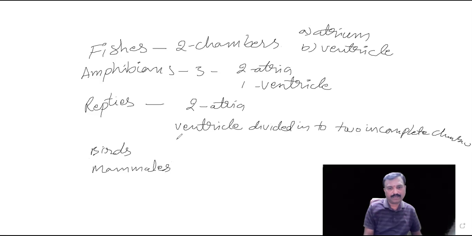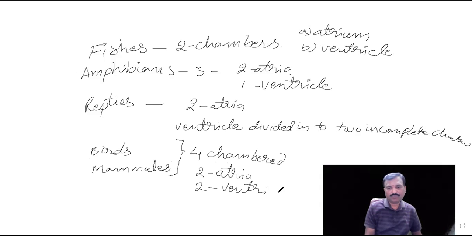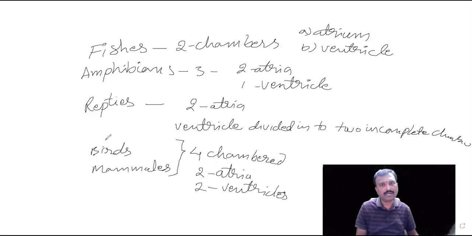Next, birds or aves, and mammals: the heart is divided into four chambers. Four chambered heart, two atria and two ventricles are there. And even crocodiles also contain a four chambered heart. Crocodiles, birds, and all mammals possess a four chambered heart.